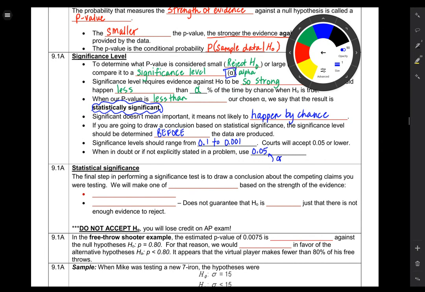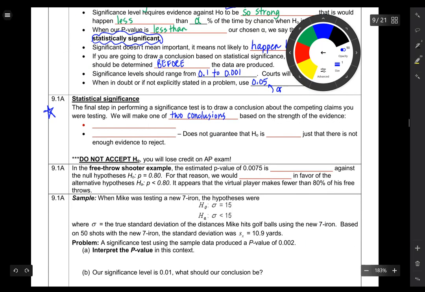All right. The final step in performing a significance test is to draw a conclusion about the competing claims you were testing. We will make one of two conclusions. This part is really important right here, based on the strength of the evidence. So one of the conclusions you can make is reject the null hypothesis, and you do that when the p-value is less than alpha. The other one is fail to reject the null hypothesis, and that's when the p-value is not less than alpha. So the p-value is greater than alpha.